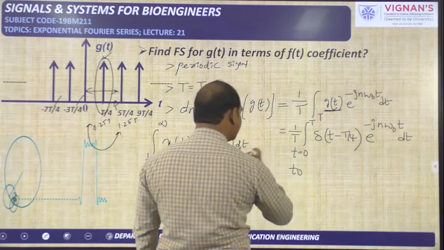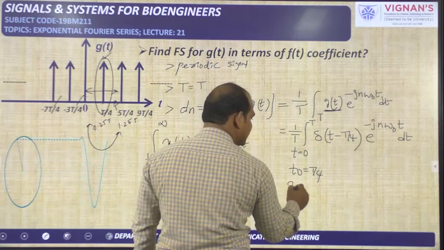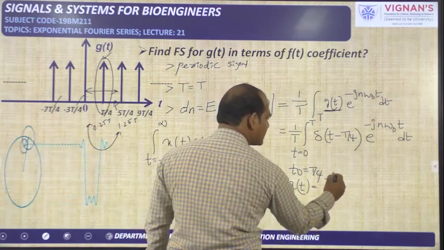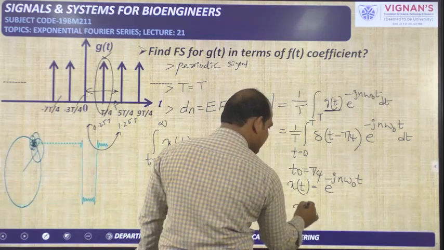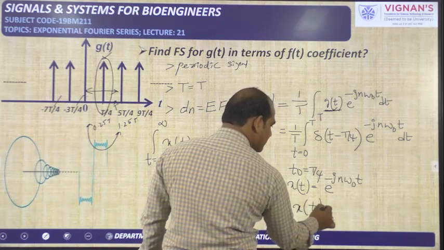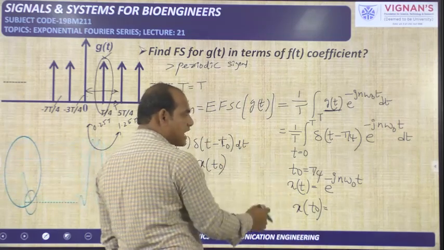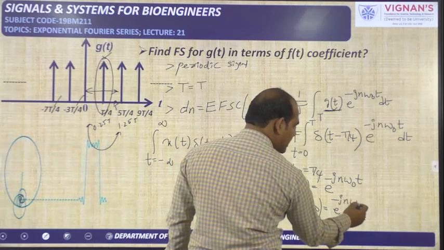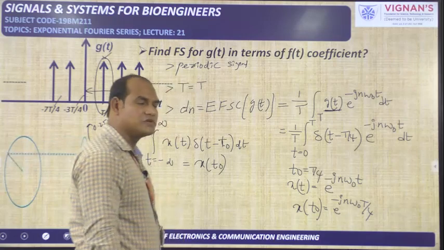By comparing these two equations, t naught is equal to capital T by 4, and x of t is the remaining signal, e power minus jn omega naught into t. But what is the answer? X of t naught. So in x of t, wherever t is there, you substitute capital T by 4, then you will get e power minus jn omega naught into T by 4. Like this you will get.